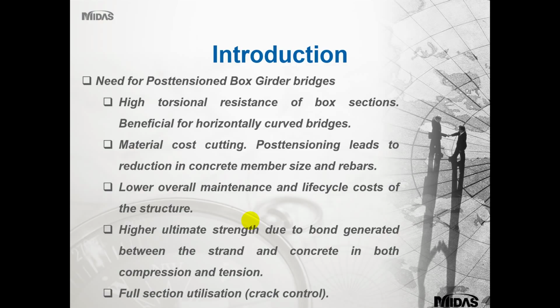So just to give you a brief introduction, first of all we'll talk about the need for post-tensioned box girder bridges. High torsional resistance of box sections, which is beneficial for horizontally curved bridges essentially. The post-tensioning leads to a reduction in the concrete member size and the rebars. This is because the steel is in tension, and that is basically pushing the concrete into compression, where we all know that concrete in compression and its material properties rely on that anyway, so it's basically saving on the material used.